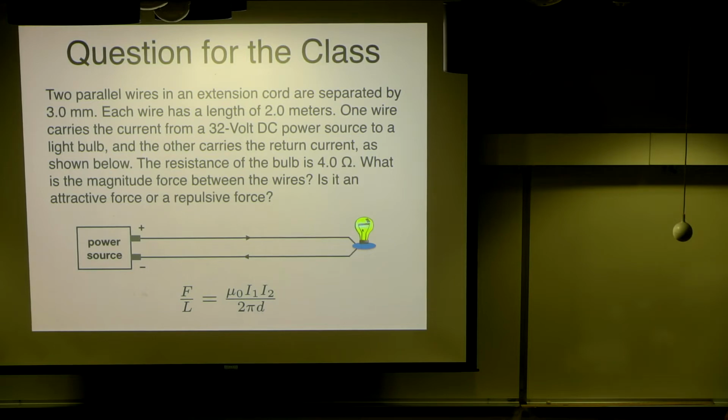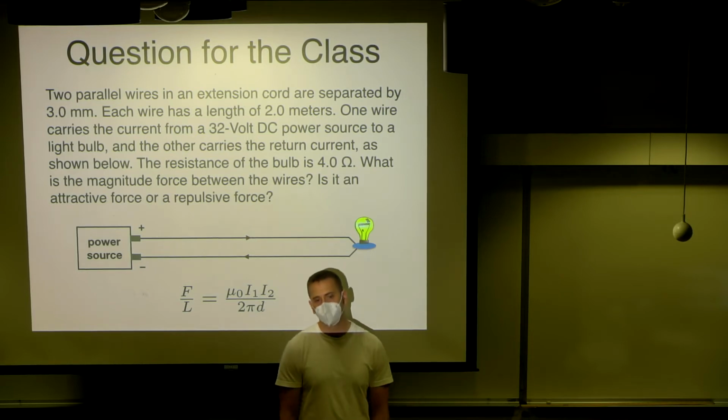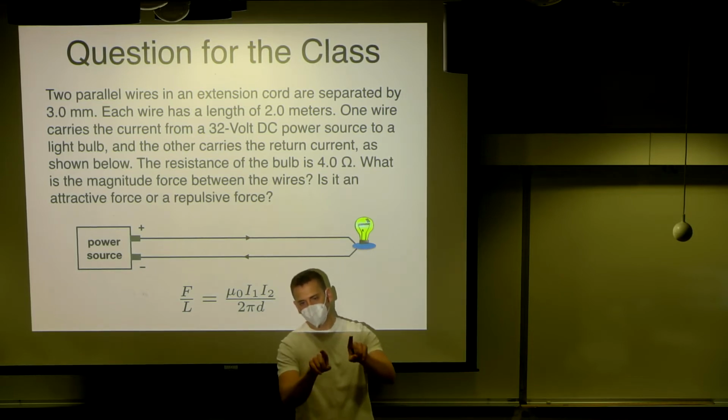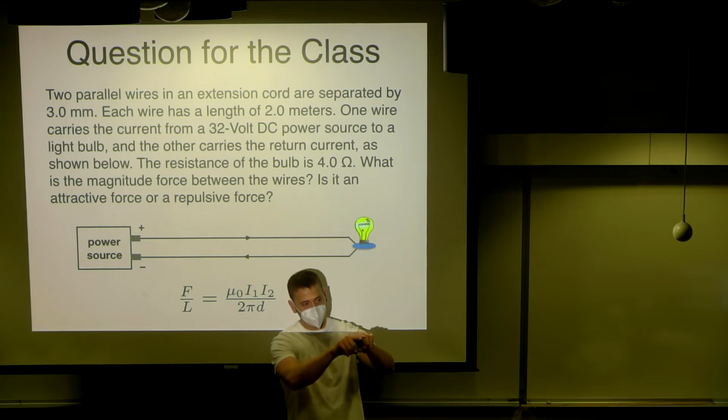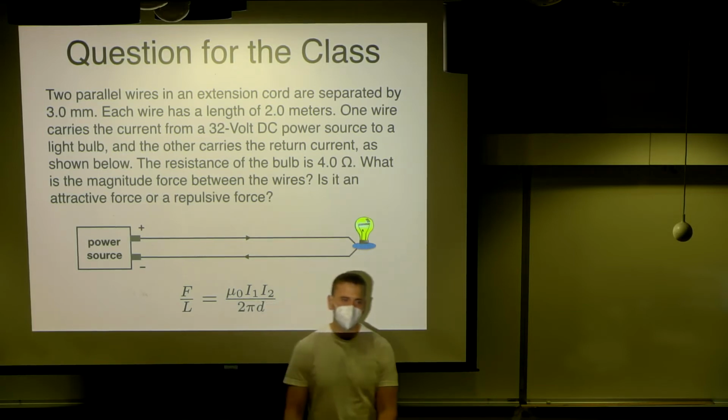All right, let's answer the second part first. Is this attractive or repulsive? It's repulsive, right? We just saw that result. Currents going the same way in parallel wires attract, currents going opposite ways in parallel wires repel. So it's a repulsive force.